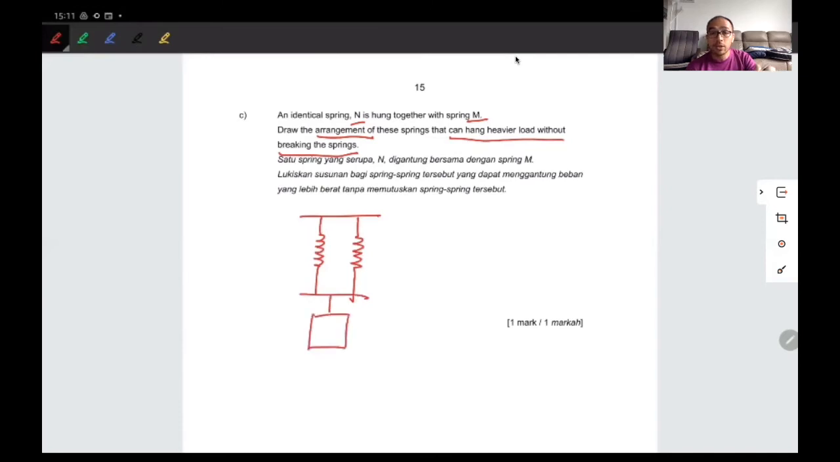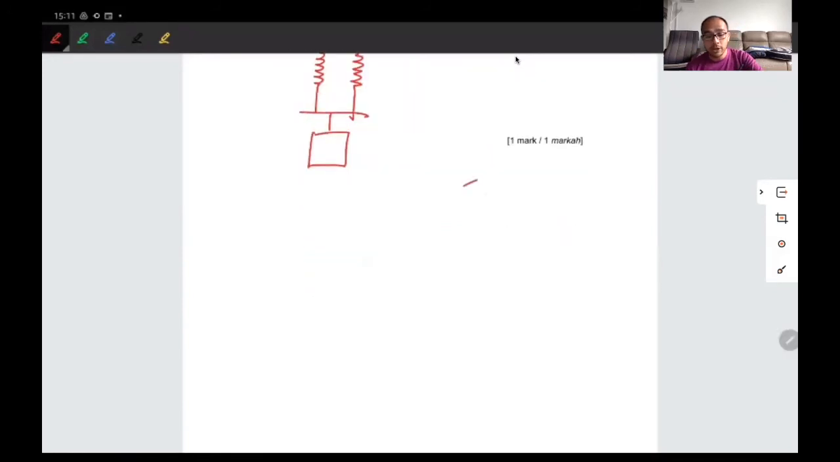Okay, so this is how I would draw it. They ask you to draw lah, okay? But if they ask you to nyatakan, let's say state the arrangement, then you say it is a parallel arrangement. Okay, parallel arrangement boleh menahan beban yang lebih berat tanpa pecah. Okay, kalau series arrangement like this is one spring and then bersambung lagi dengan spring yang lain kan.